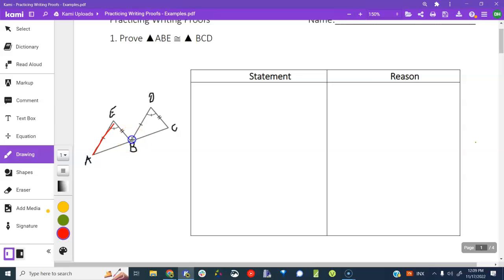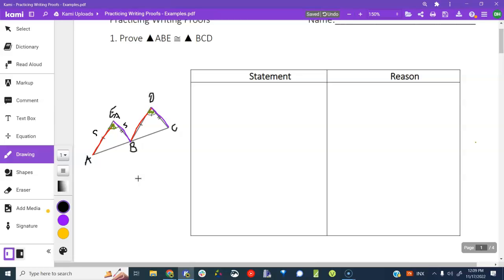Okay, first I'm going to say these are congruent, right? Then I'm going to say these angles are congruent, right? Then I'm going to say these are congruent. And then by side, angle, side, the triangles are congruent. So you already kind of know from beginning to end what you're doing.